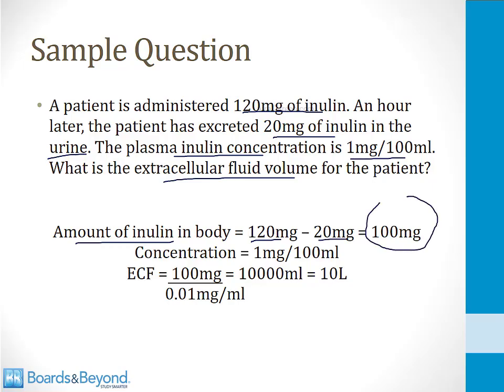The steady state concentration they tell you is 1 milligram per 100 milliliters. That means that the extracellular fluid volume, which is what they're looking for in the question, is 100 divided by 0.01 milligrams per milliliter, or 10,000 milliliters, or 10 liters. It's a lot of numbers, but very simple math gives you the answer to these types of questions.